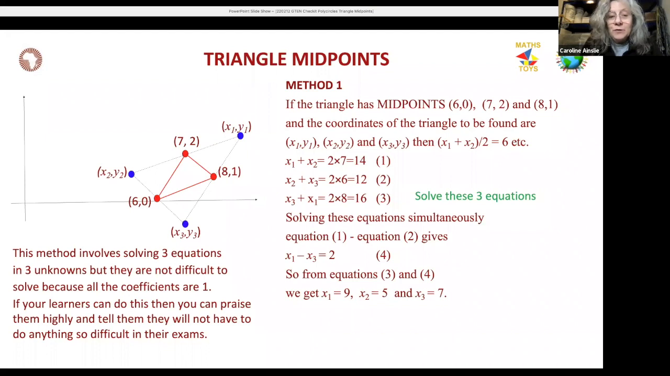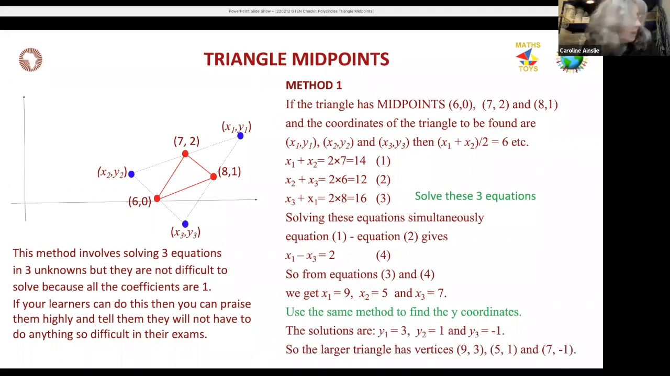Same thing as we did before. Equation 1 minus equation 2 gives you an expression with x1 and x3, and then from equations 3 and 4 you get x1 is 9, x2 is 5, and x3 is 7. Then use the same method to find the y coordinates, but we're not actually going to do it. If we'd had time, the idea was that you would have done both of those, but we didn't have the time. But you will certainly do that in class with your learners.